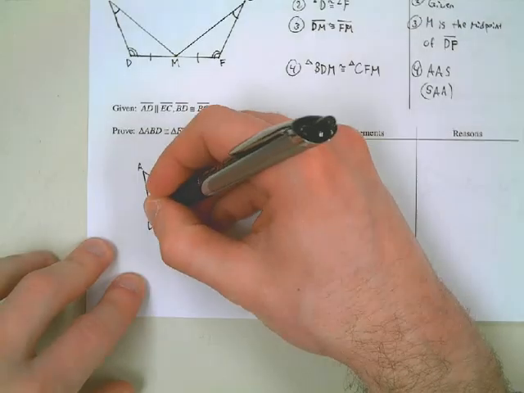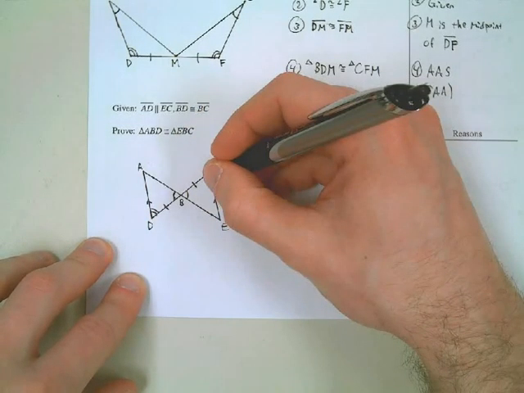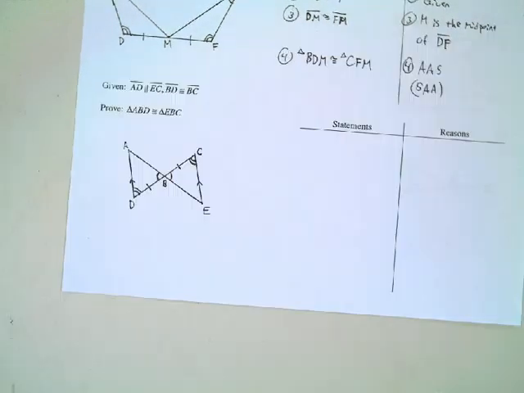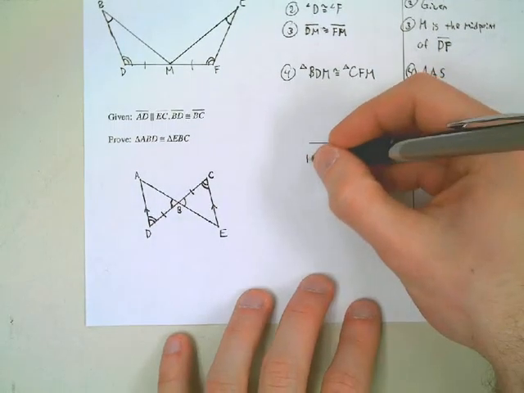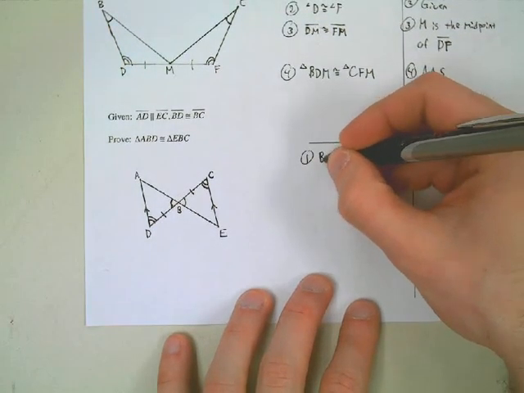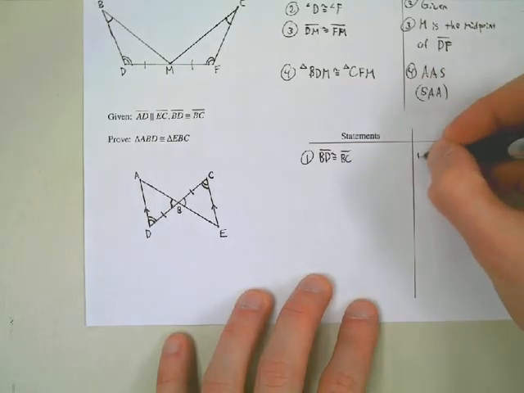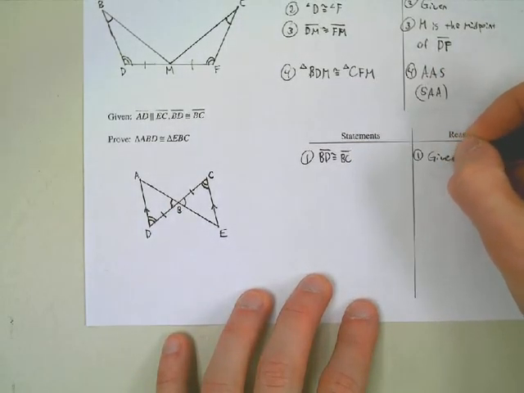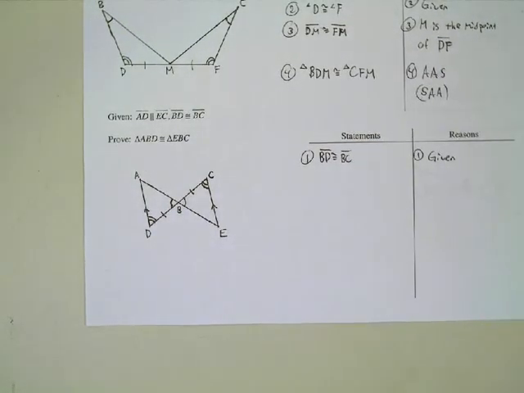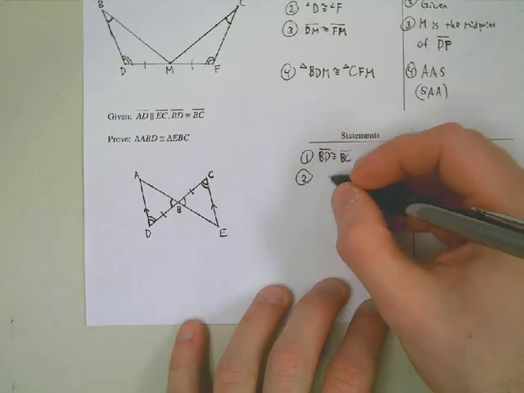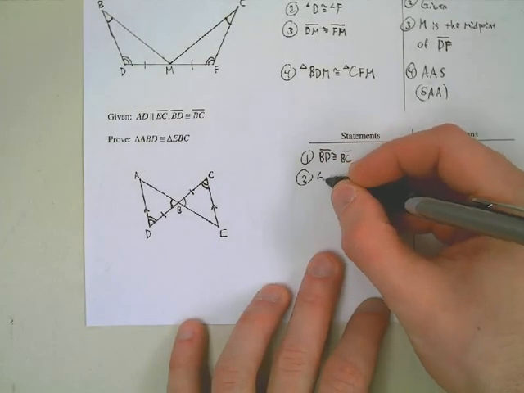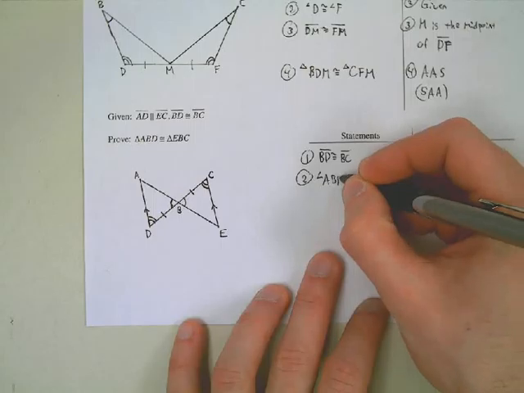Okay, and so now let's go ahead and start naming things here. So BD is congruent to BC. And again, the reason for that is given information. Okay. And then Kwanye said angle ABD is congruent to angle CBE.